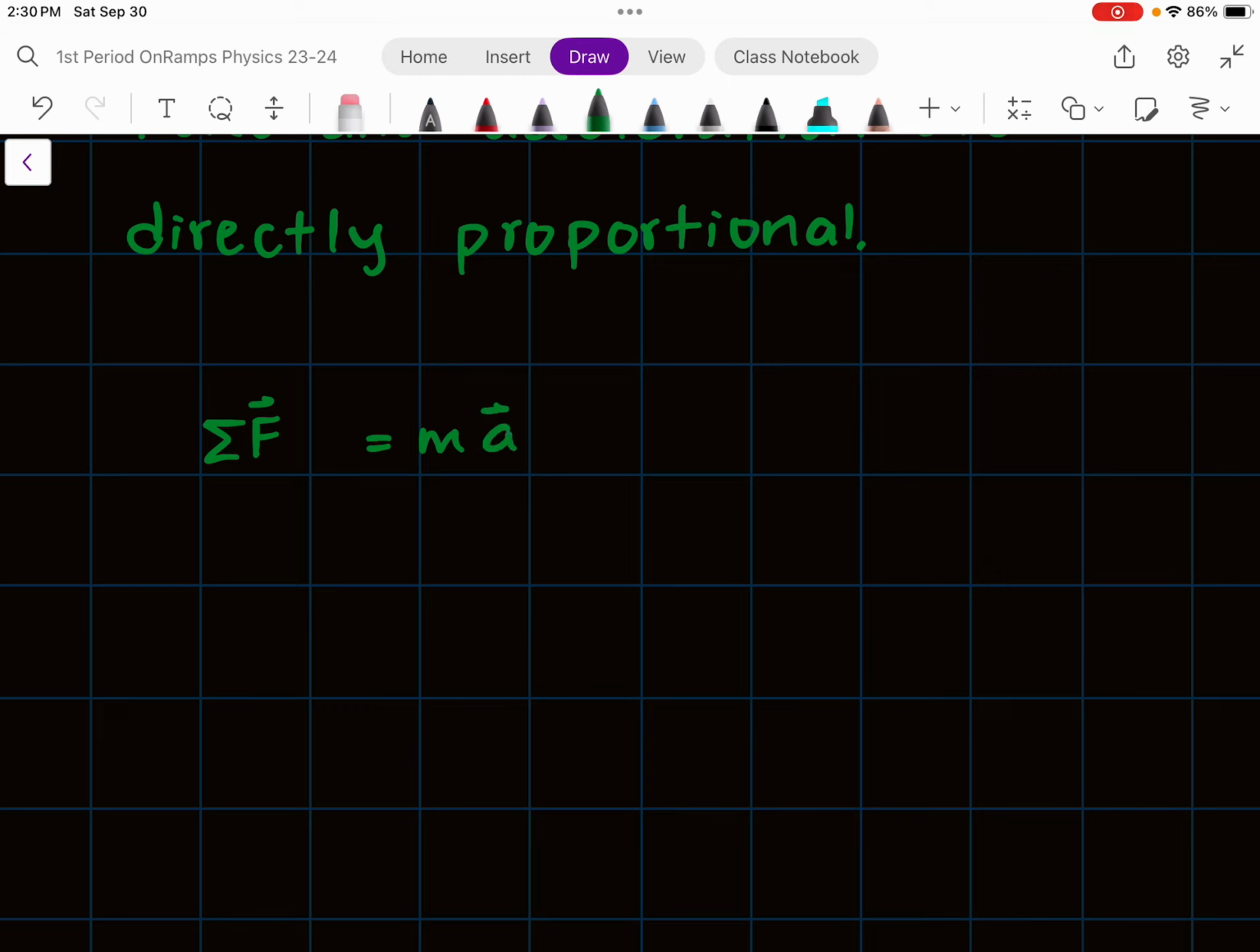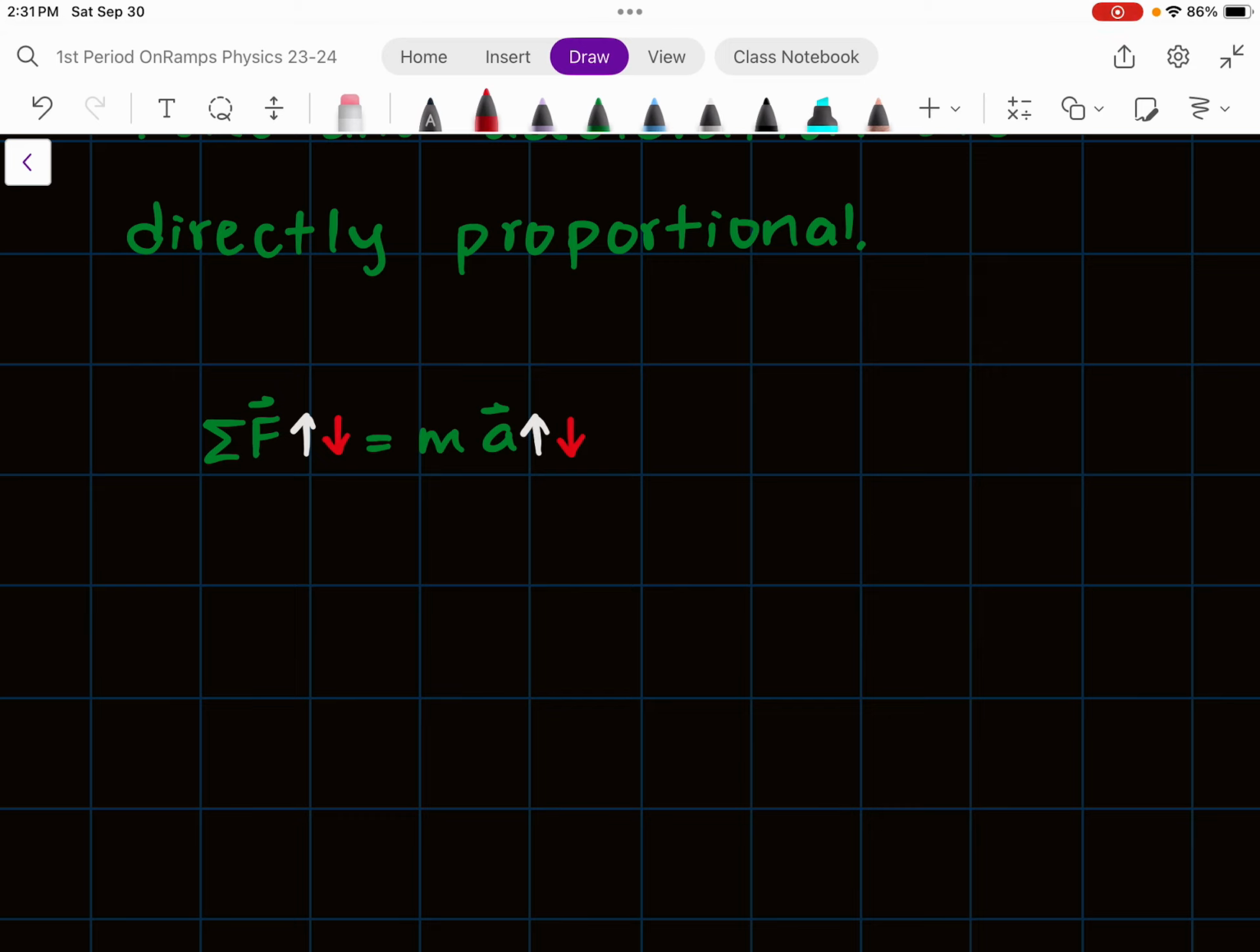That means if the force increases, the acceleration will also increase. Conversely, if the force decreases, the acceleration decreases. If one goes up, the other one goes up as well. If one goes down, the other one goes down. Okay?